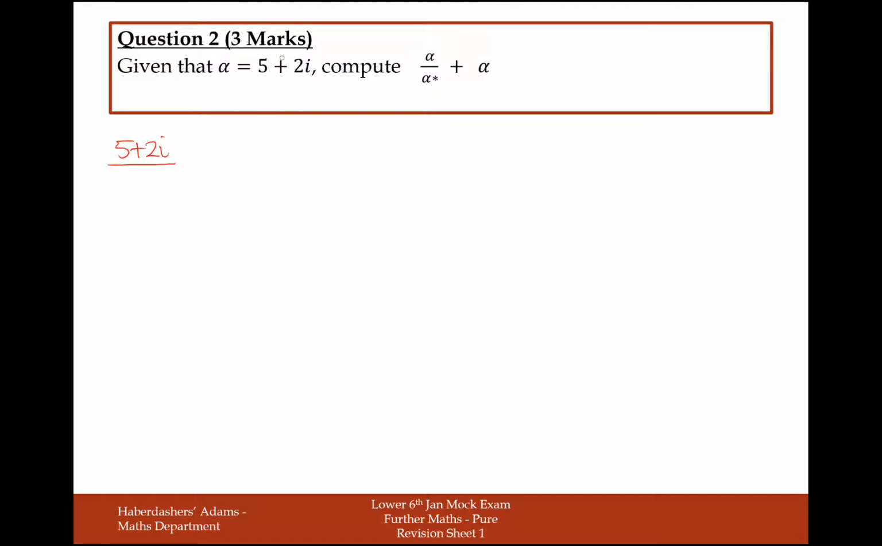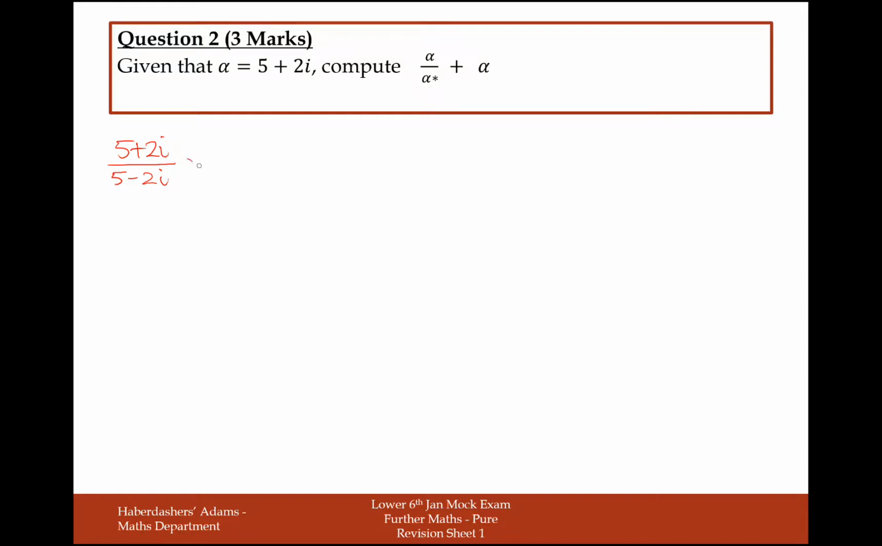And the way I work out complex conjugates is to change the sign in between the real part of your complex number and the imaginary part of your complex number. In this case it's a positive, so I need to change that to a negative. If it were a negative, I would change it back to a positive. But now I need to simplify this.